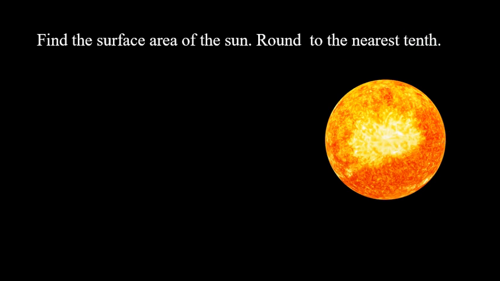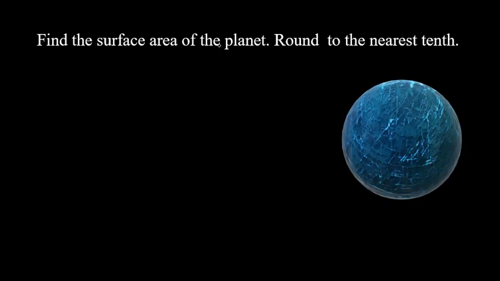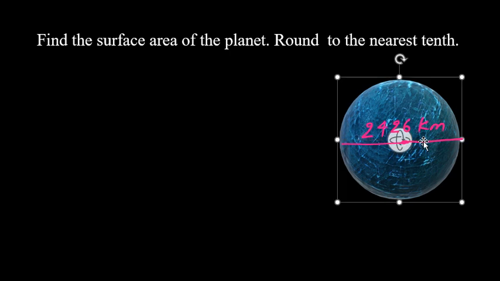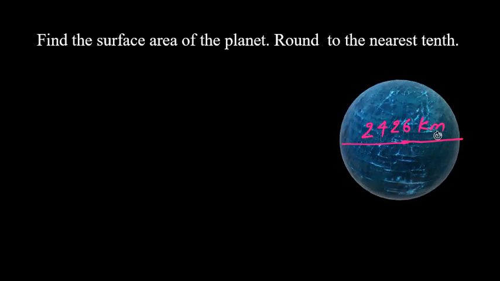Okay, now let's try one more question. The next question is to find the surface area of a planet. This time you have another planet. In this case, the diameter of this planet is, let's say, 2426 kilometers. Now, is this planet in spherical form? It looks like a spherical form. If you want, I can rotate it for you. So this looks like a spherical form, right?